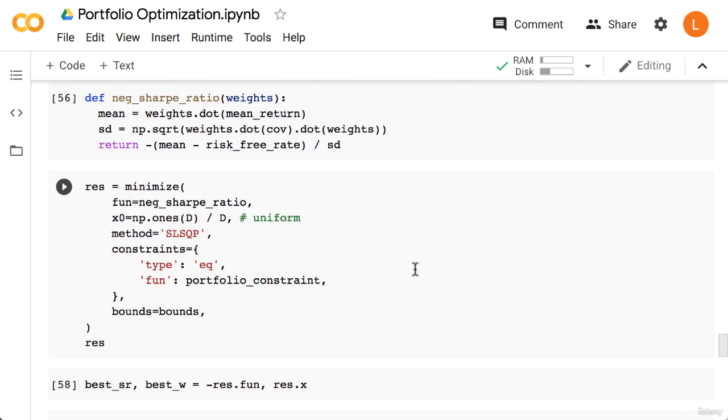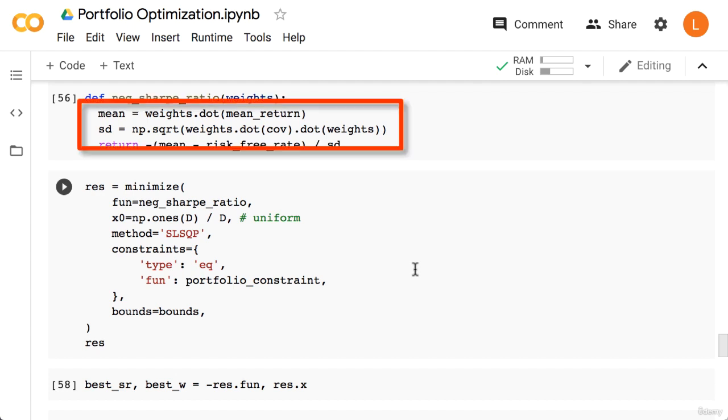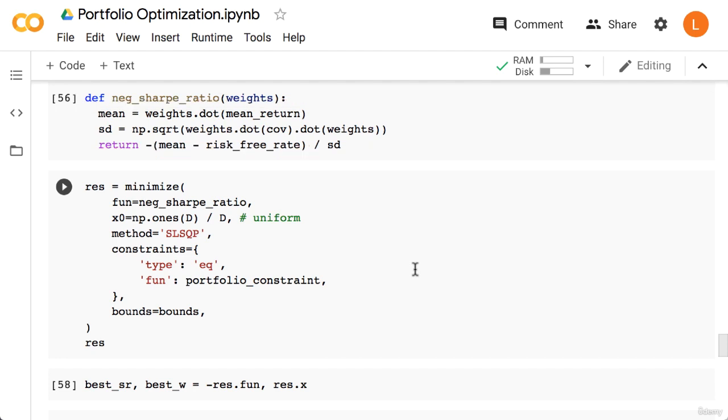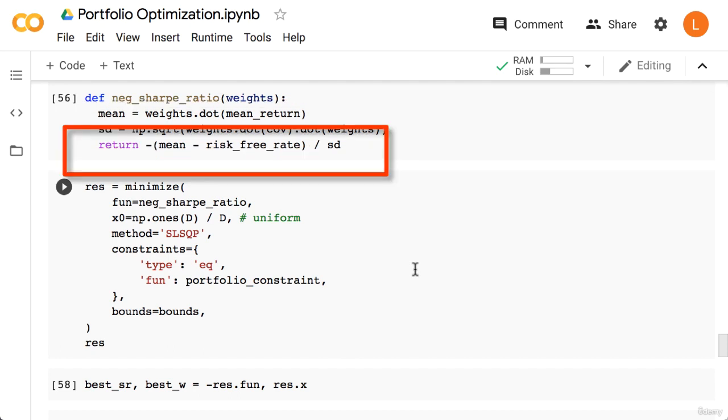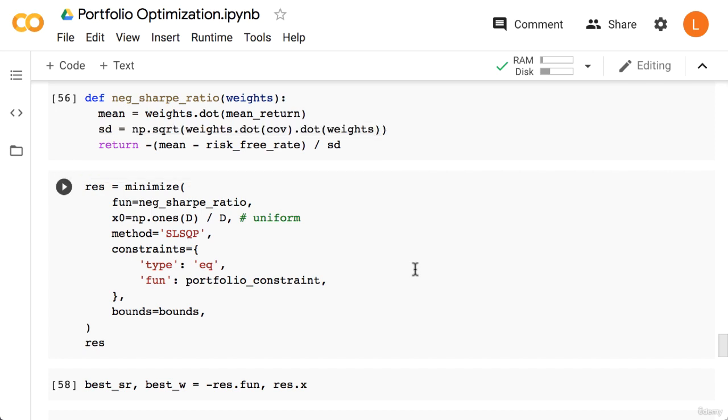Okay, so next, we're going to write a function that returns the negative Sharpe ratio. Why the negative Sharpe ratio? This is because SciPy has a minimize function and not a maximize function. So if we want to maximize the Sharpe ratio, we have to minimize the negative Sharpe ratio. Okay, so inside this function, we first calculate the mean and standard deviation using the usual formulas. Next, we take the mean, subtract the risk-free rate, divide by SD, and negate the result.